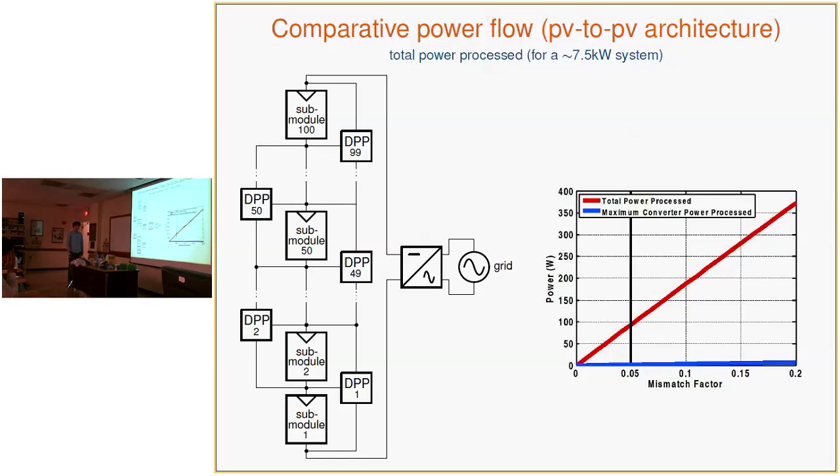So for the PV to virtual bus topology, when you have 10% mismatch, you were processing about 15 watts. When you have 10% mismatch here, you process about 180 watts. So you can't get away with using inefficient converters in this topology. They have to be pretty efficient, and we haven't quantified that yet, but the point is that you can't really get away with using inefficient converters here.